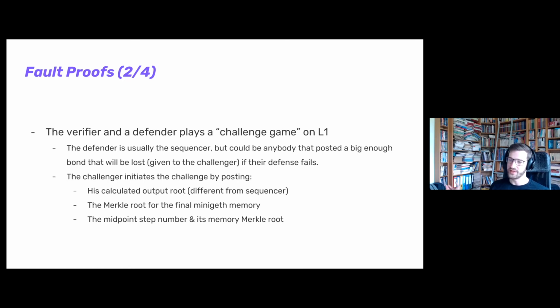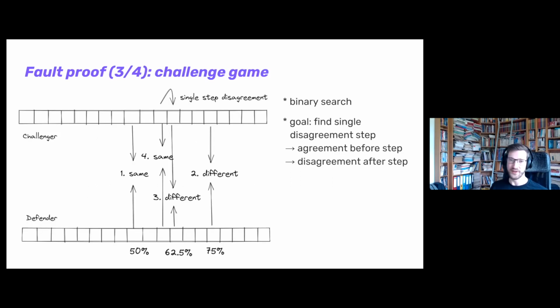So if you think the execution is 10,000 steps, at step 5,000, you send the Merkle root of the memory. And so then the game starts. This array over here is the execution trace of the challenger, and this array at the bottom is the execution trace of the defender. Each square is an execution step.